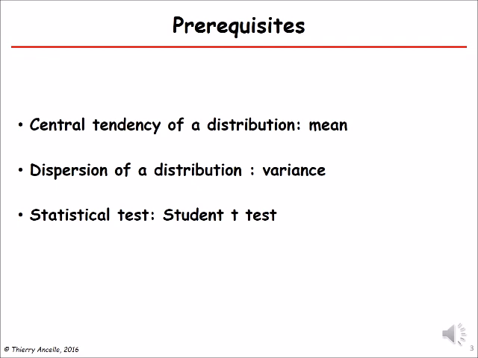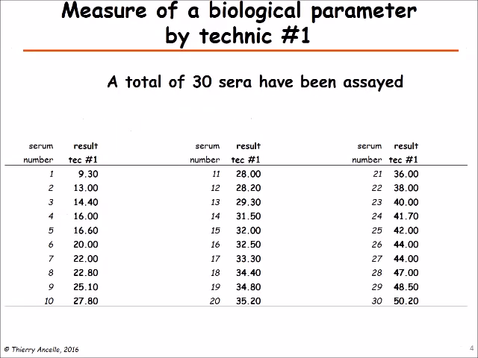It requires only to know the concepts of mean, to measure the central value of a distribution, and the concept of variance to measure the dispersion. The end of the presentation requires to know the concept of statistical test and in particular how to use the student t-test. Let's start immediately with a concrete example.